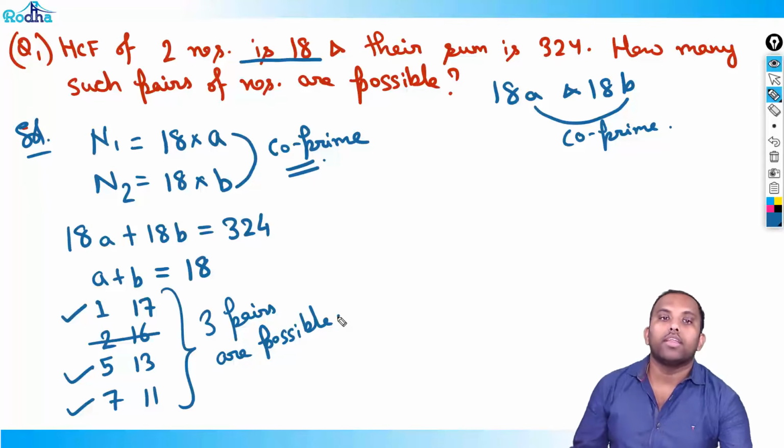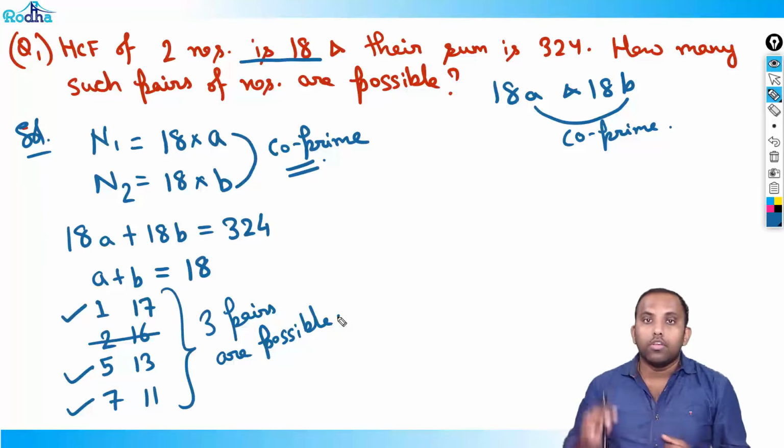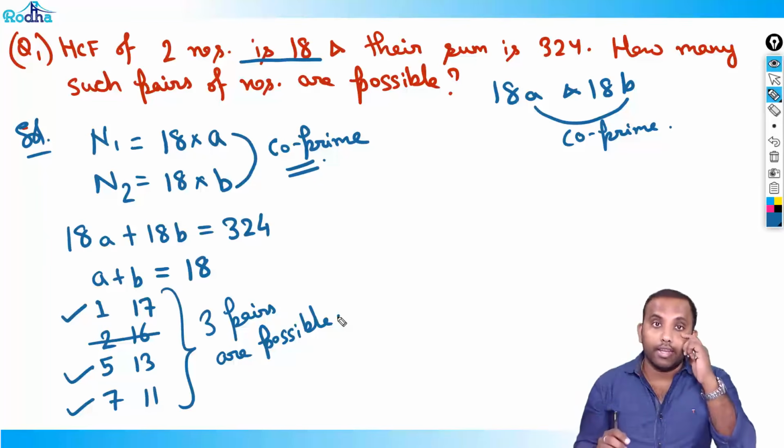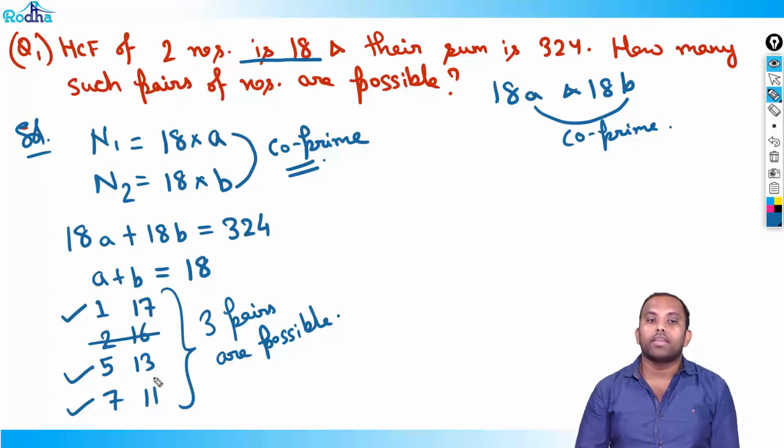Okay, so again a super concept this is, right? The HCF of two numbers is 18 and their sum is 324. How many such pairs of numbers are possible? 18A and 18B are the numbers. The sum of those numbers is 324, so A plus B is equal to 18. Now I have to write 18 as a sum of two numbers where these two have to be co-prime. This is nothing but 1 and 17, 5 and 13, and 7 and 11.